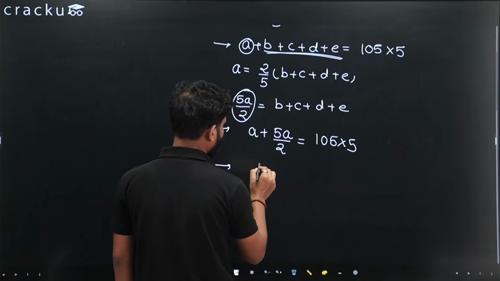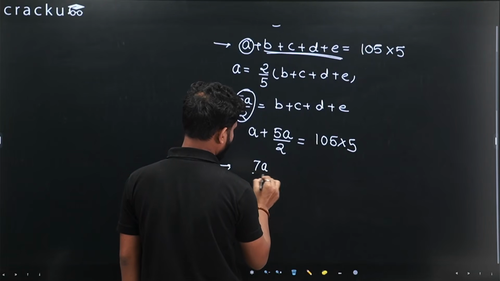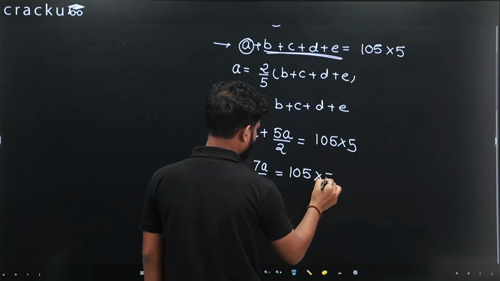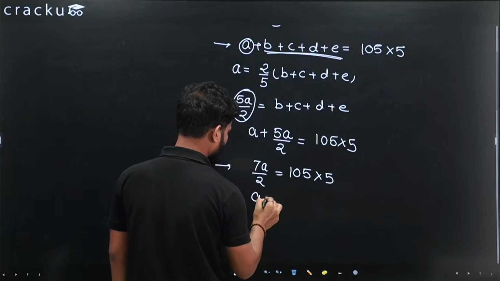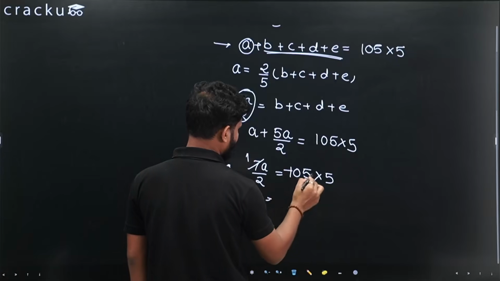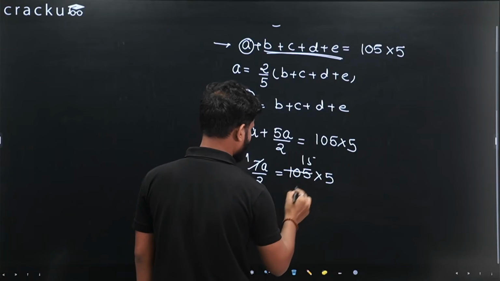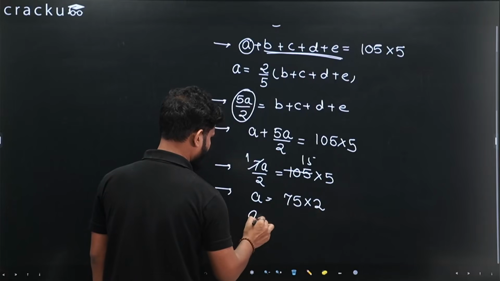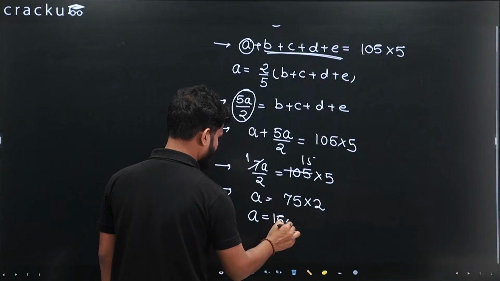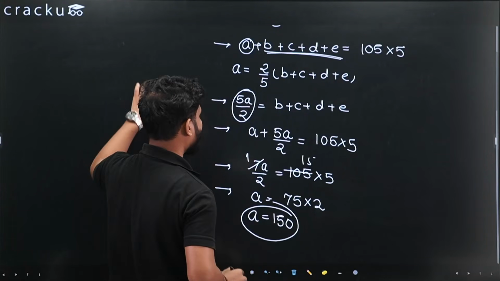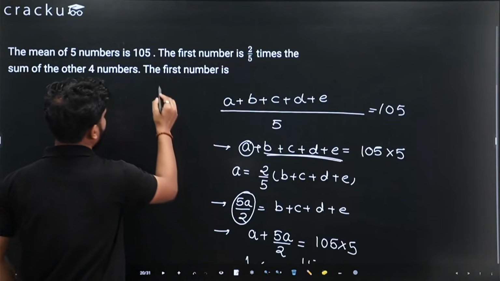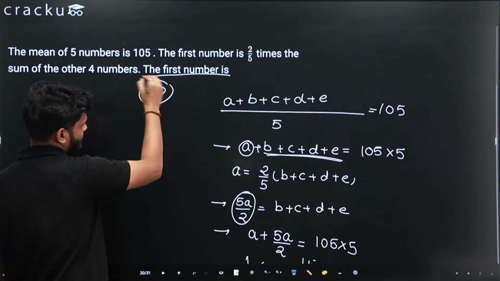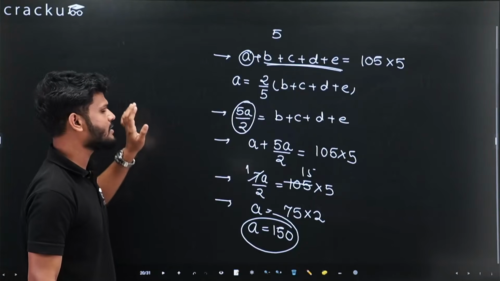From here, what do I get? I get 7A by 2 is equal to 105 into 5. From here, I get A is equal to, 7 15s are 105, 15 into 5 is 75, multiplied by denominator 2. So A will be equal to 150. So A is the first number and we have to find the value of the first number. It will be 150. So this is how you can solve the question.